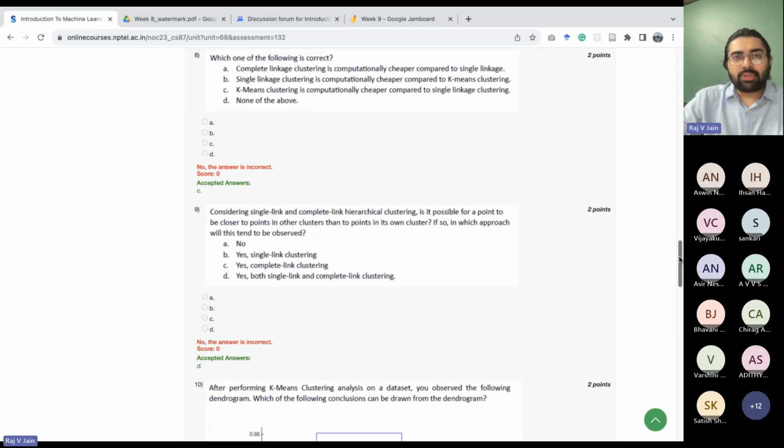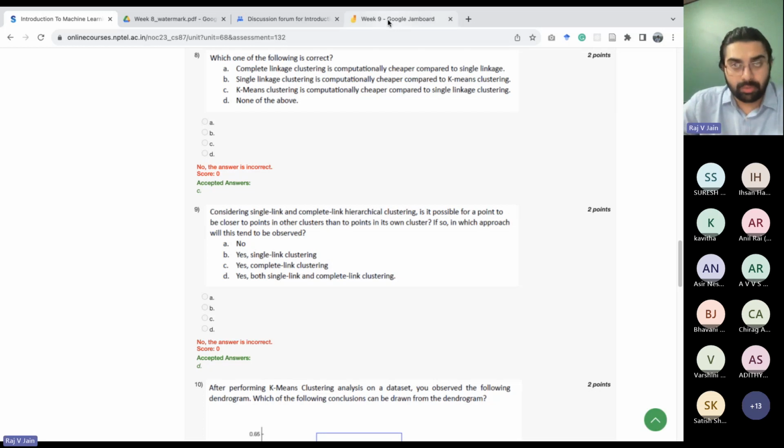Question number 8. Which of the following is correct? So the first statement is obviously not correct, right? Complete linkage clustering is computationally cheaper compared to single linkage. How do you know it's not correct? Any thoughts? Both are the same, because you have to go from one cluster to all other clusters. We have to compare the distances. For complete linkage we find the maximum distance, for the other the minimum distance, but the total computation is the same.